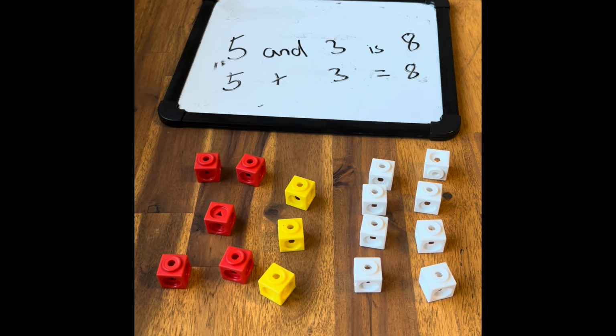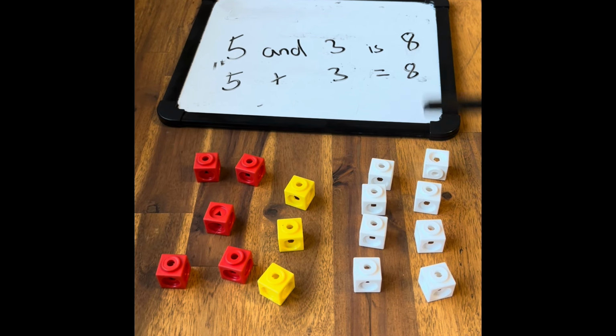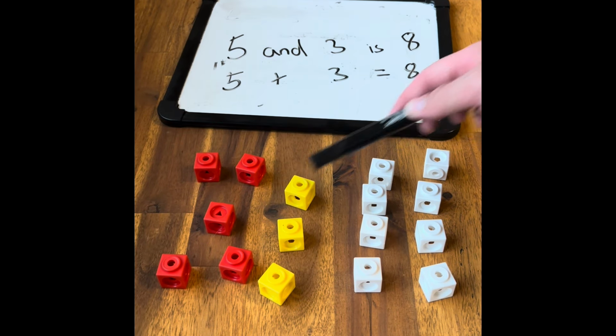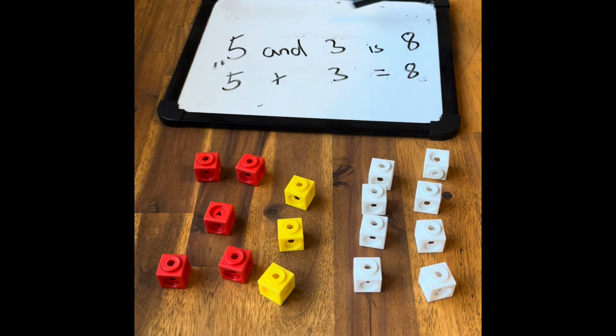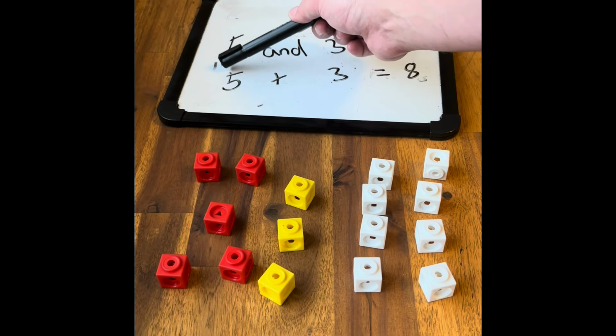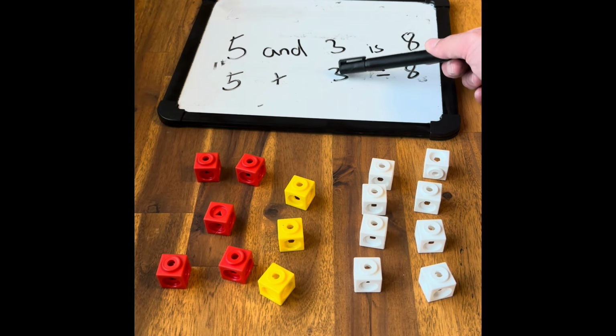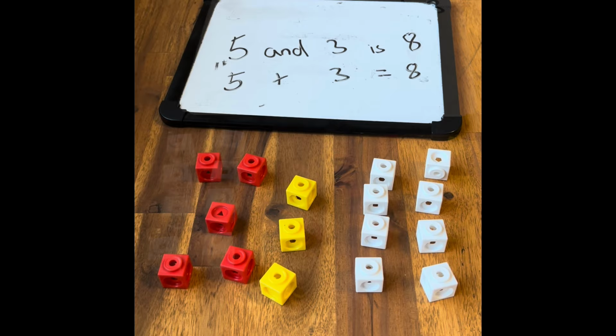If we want to introduce the written symbols, we're showing them all connected. 5 and 3 is 8, 5 and 3 is 8, and as symbols, 5 and a symbol for and, 3 for the number is represented with the equal sign, and 8.